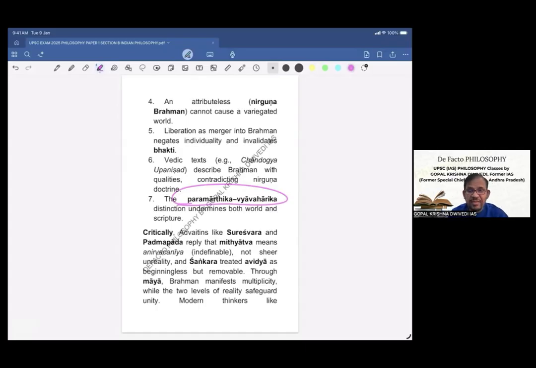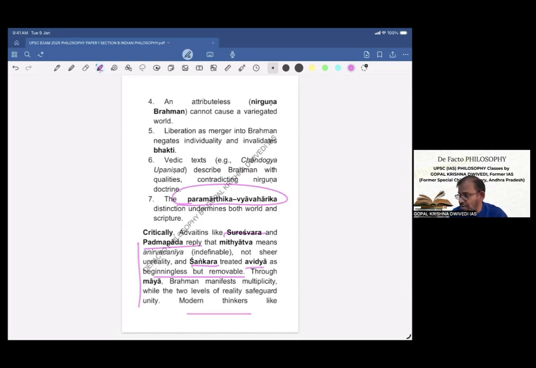Critically, Advaitins like Sureswara and Padmapada reply that mithyatva means anirvachaniyata, that is indefinable, not sheer unreality. And Shankara treated avidya as beginningless but removable. Through Maya, Brahma manifests multiplicity, while the 2 levels of reality safeguard unity. So this is basically the reply of Shankara Advaitins to Ramanuja.